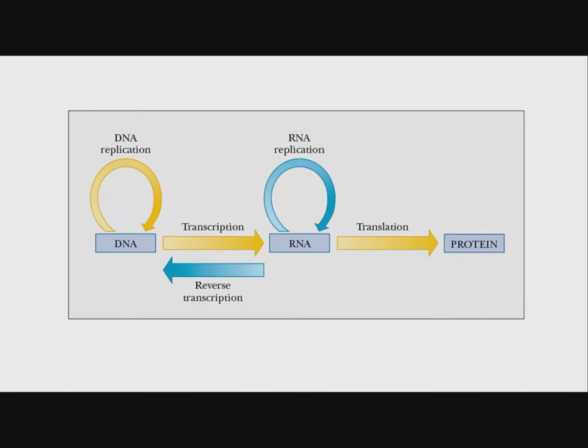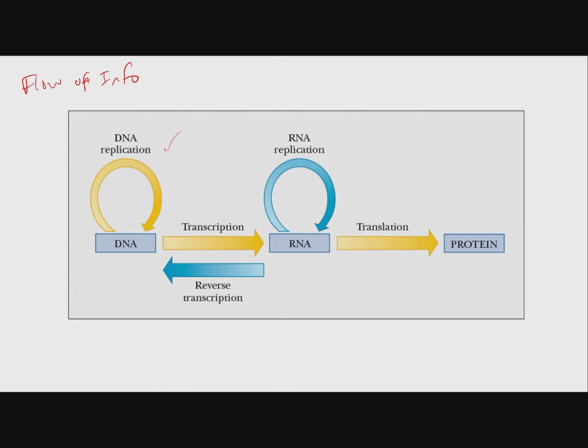Now, to start off, let's talk about the flow of genetic information. Sequences of bases in DNA encode genetic information. Replication is the process of duplication of the DNA. So DNA replication requires RNA primers. We also know that it involves polymerases, and we looked at that in the last chapter.